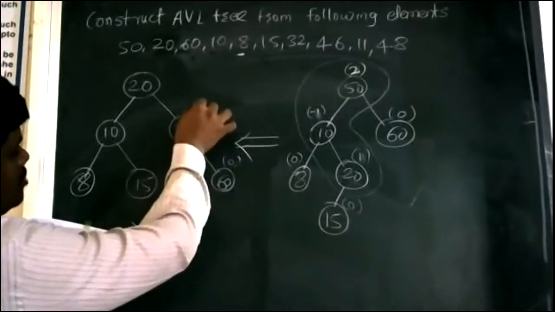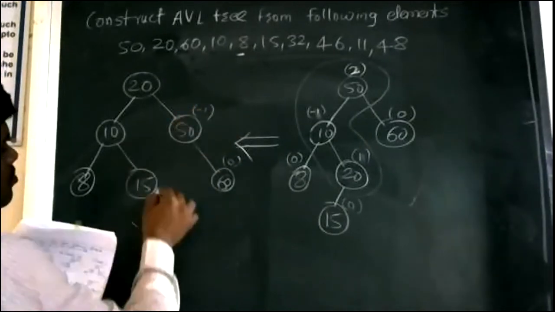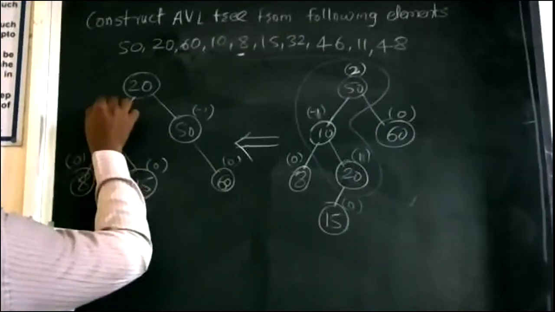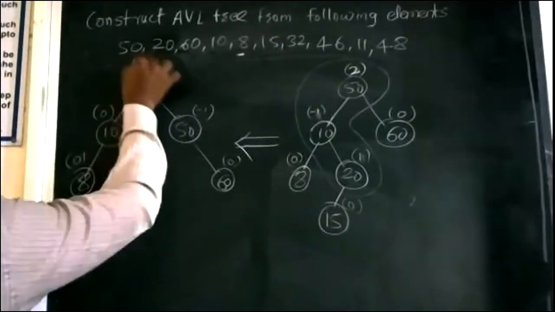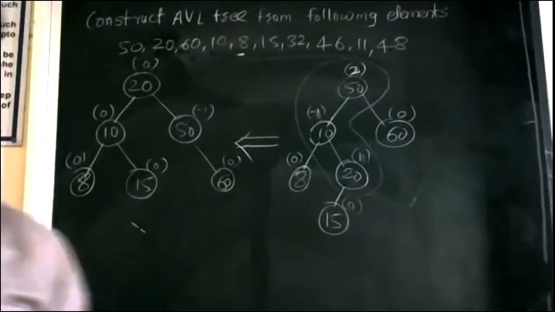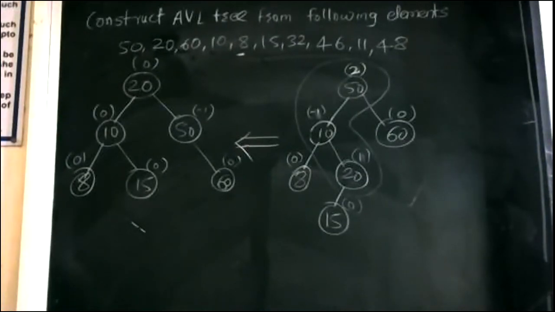0. What is the balance factor of 50? -1. What is the balance factor of 8? What is the balance factor of 20? 0. Now the tree is balanced? Yes. Do you understand? Yes, sir.